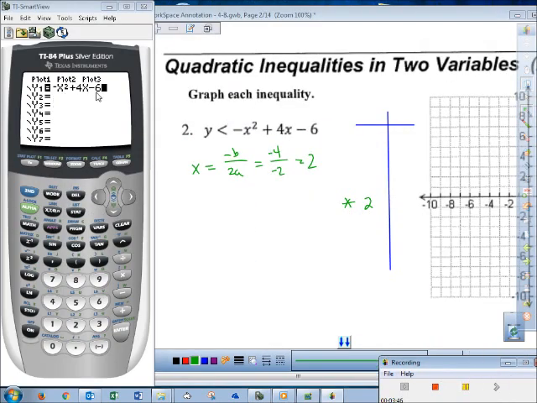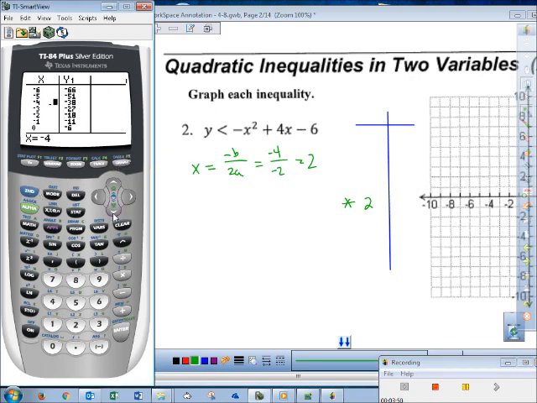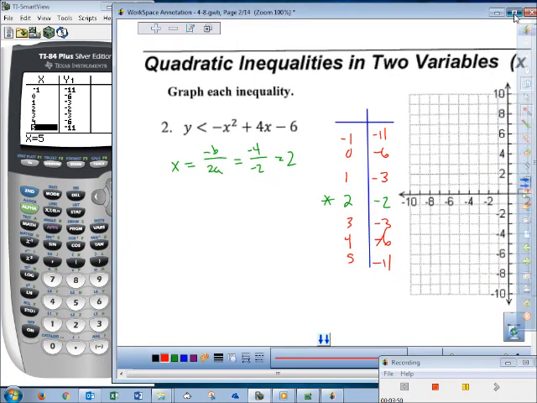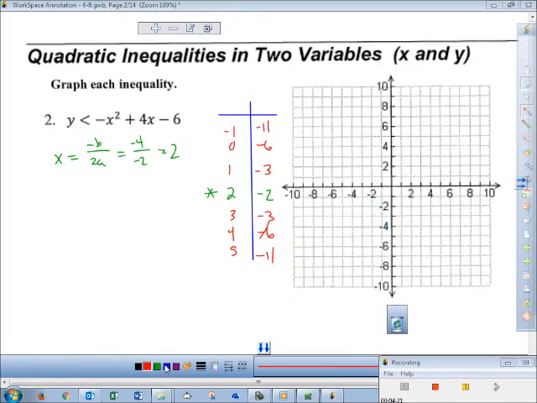Here she is in my calculator. I'm going to use the table and just center my table around 2, since I know that's the vertex, and it should be symmetrical on both sides. If I go one more, the y value of the vertex is at negative 2, and then I'm going to go 3, 4, 5, and 1, 0, negative 1. That would give me a negative 11, a negative 6, a negative 3, and the symmetry happens around that. And now I will plot those points. So 2, negative 2 is my vertex.